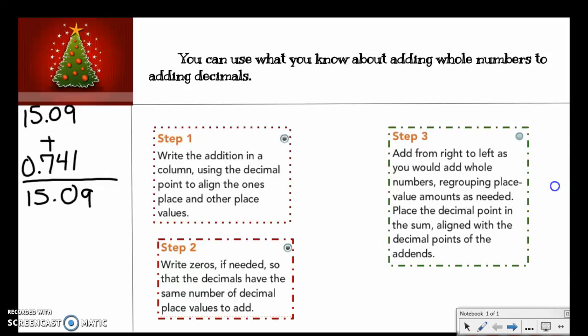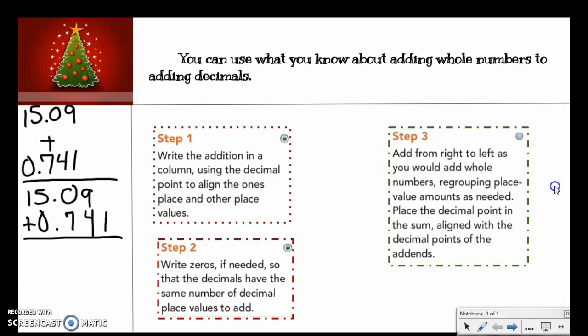So 15.09, and your decimal point for your 0.741 needs to be right in line with the other decimal point. You'll see how these are aligned. 741. Okay? And you do that every single time when you're adding numbers with decimals. The decimal point needs to stay in line. If you don't, you'll get a completely different number. Alright, so if you were to add these numbers together, what's step 1?